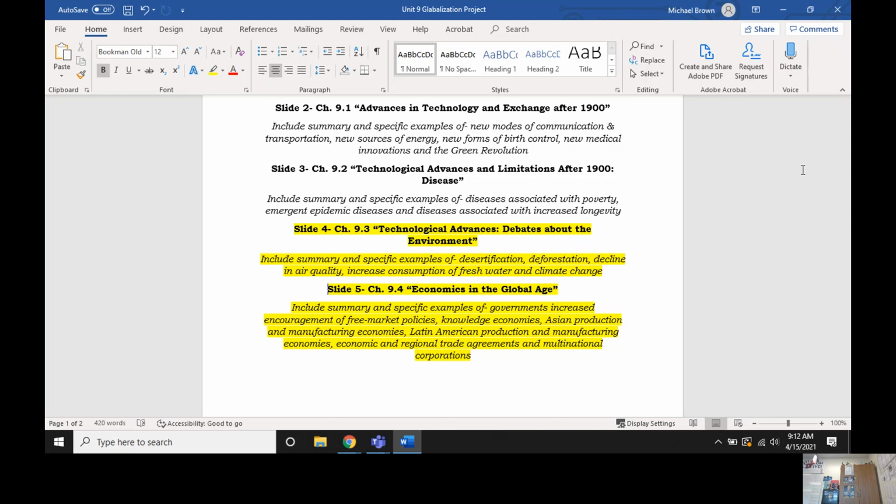Desertification, deforestation, decline in air quality. What are those things all about? The increased consumption of fresh water, climate change. What is that? What do some people think causes it?